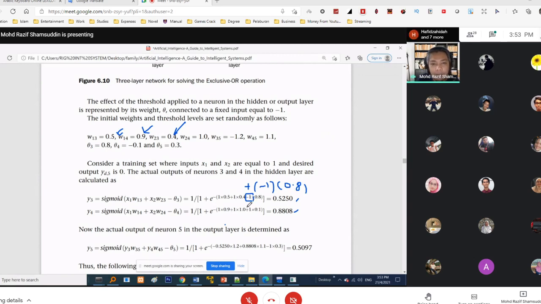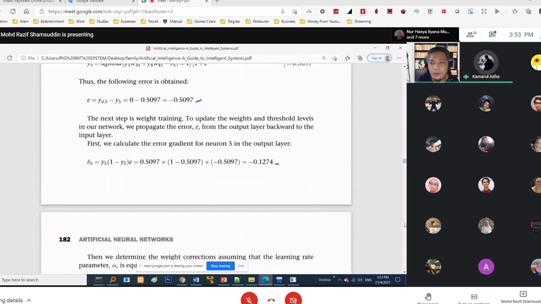Why is it plus 1? Because let's look at the threshold 4. So threshold 4, see? It's a negative value. Threshold 4 is a negative value. So immediately it changes to a positive. Okay, that's where I said. Okay. Sorry. No problem. And okay, so I reviewed this page.